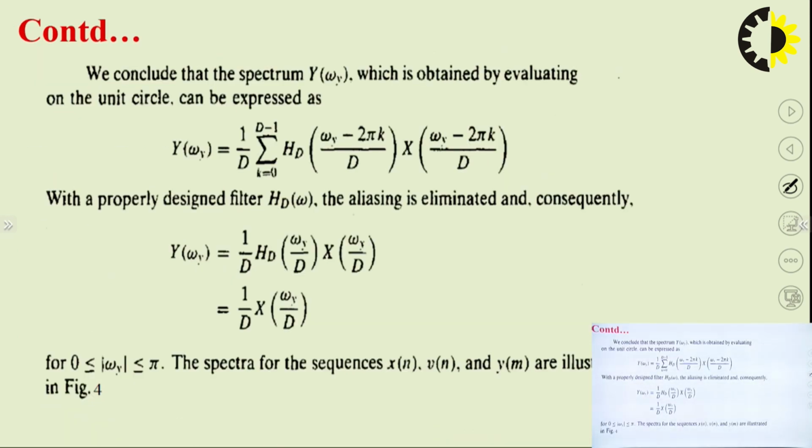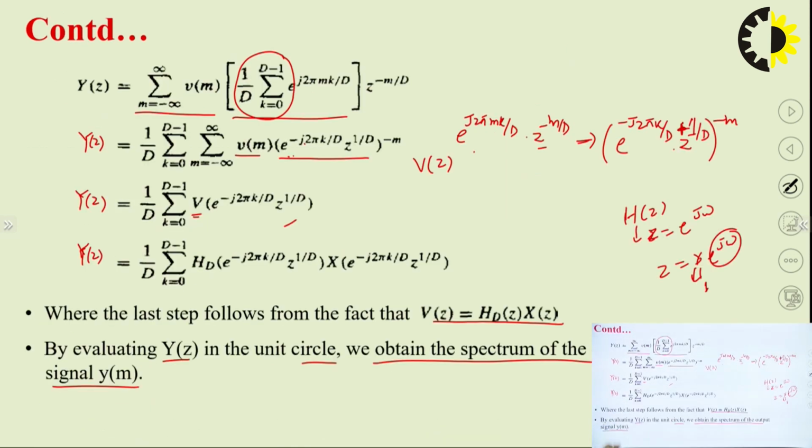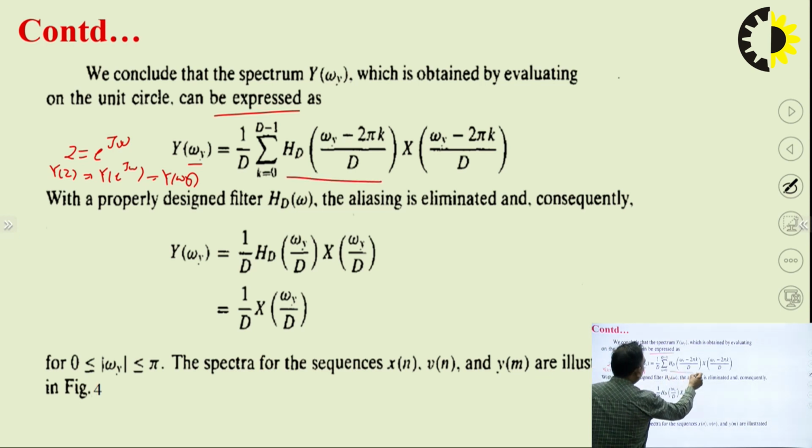Now we conclude that the spectrum Y(omega y), which is obtained by evaluating on the unit circle, can be expressed as follows. In this expression, we are putting z equals e to the power j omega. So when we write Y(z), we are not writing Y(e^j omega), we are simply writing Y(omega y). We can also write it that way, but here we will write e to the power j omega.